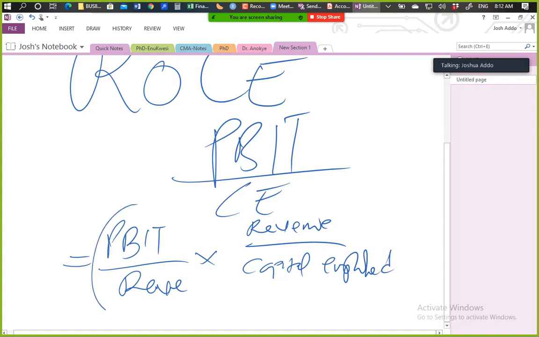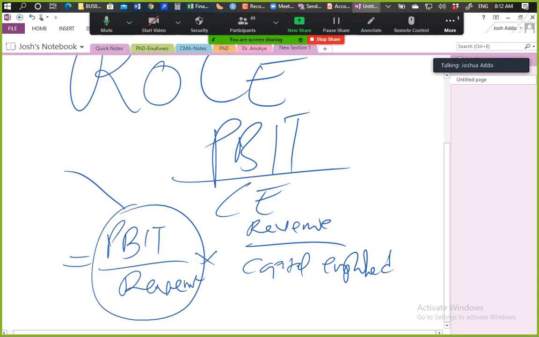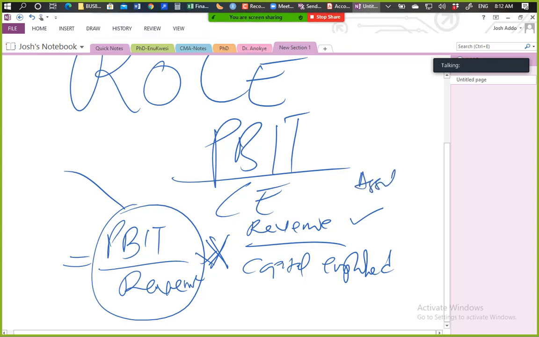We know this one already. What is this one helping us to measure? Profit before interest and tax divided by revenue. What is it measuring? Operating profit margin. Good. Operating profit margin multiplied by, this one is called asset turnover.